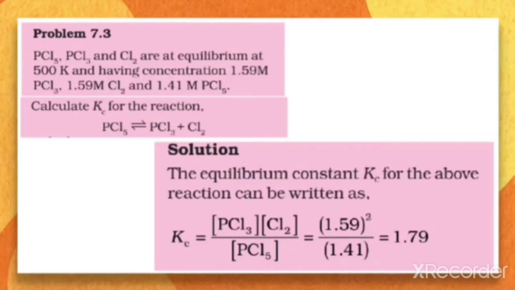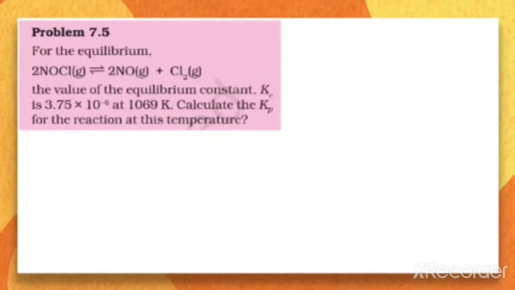Now we will do the next problem, problem 7.5. It is also a textbook solved problem. The question is: for this equation, the value of the equilibrium constant Kc is given at 1069 Kelvin. Calculate the Kp for this reaction at this temperature. As the equilibrium constant in terms of concentration, that is Kc, is given to us, we have to find out Kp.